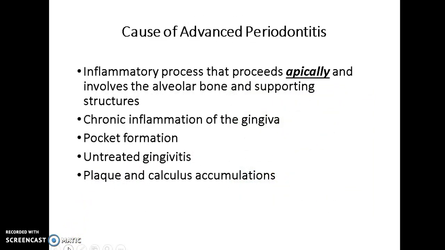Causes of advanced periodontitis: that inflammatory process that proceeds apically and involves the alveolar bone and supporting structures. There is chronic inflammation of the gingiva, pocket formation, untreated gingivitis, plaque and calculus accumulations, probably pus, and also blood in the sulcus upon probing. And these are your patients who haven't been to the dental office in several years to decades, who would present possibly with advanced periodontitis.